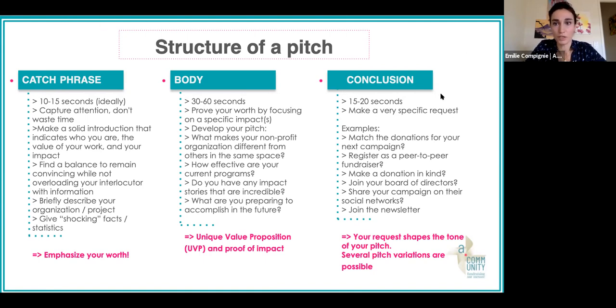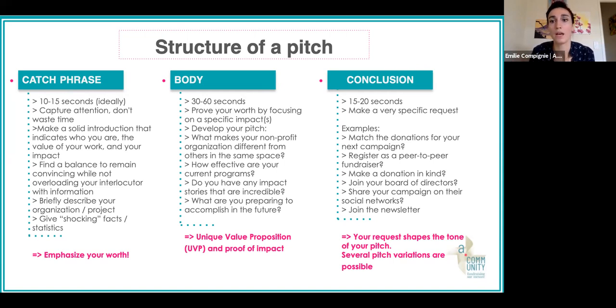Then you have the conclusion. It's short as well, 15-20 seconds, and you make a very specific request. Of course you can have one pitch as a base, but depending on the conclusion that you will have, and depending on the person you will talk to, whether it's a foundation, a potential high net worth individual at an event, or just your neighbor, you will adapt the structure of the pitch, your catchphrase and your body, depending on the type of donor or people you're talking to, and depending on the conclusion as well.